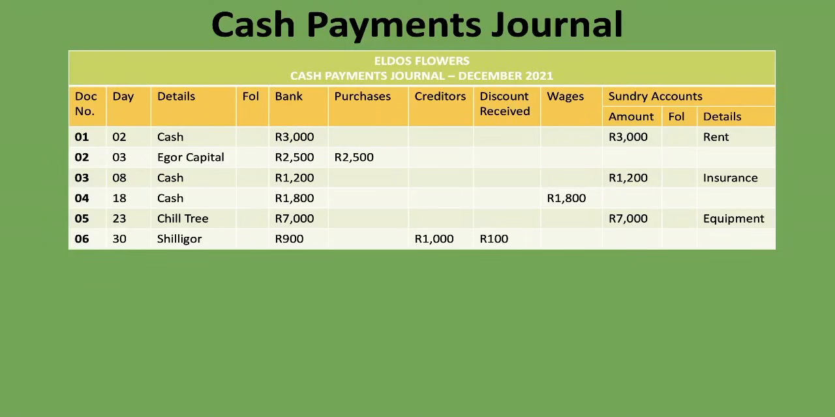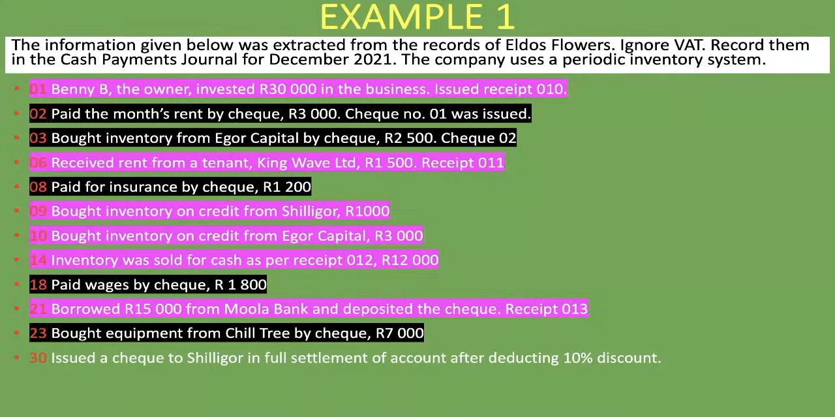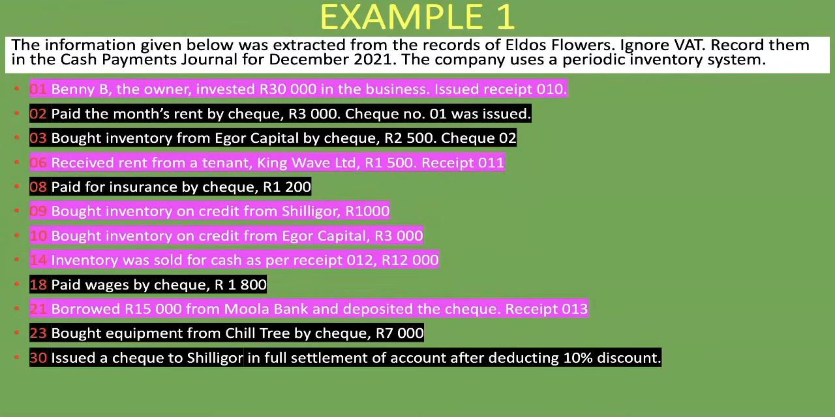I hope it's made sense. Creditors column, you put the full amount that you owe them if you've settled in full, and under discount received, obviously you put the discount that you actually received, and under the bank column, you put the actual amount that you paid to the supplier. Okay, so let's go back and highlight that one as we have just completed it. So we highlight it, and you can see we have just completed all the transactions that we had to go through.